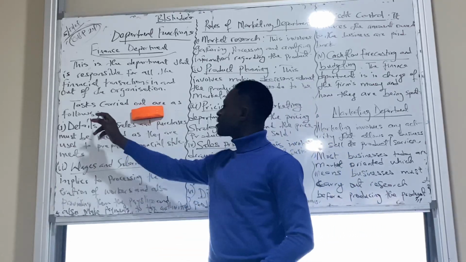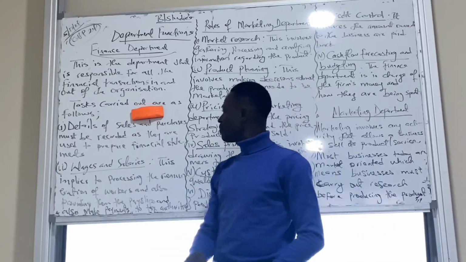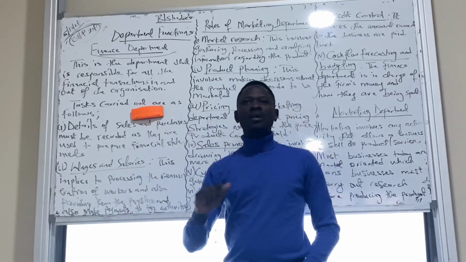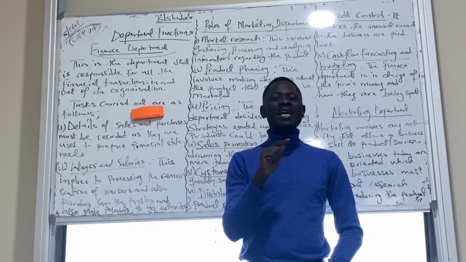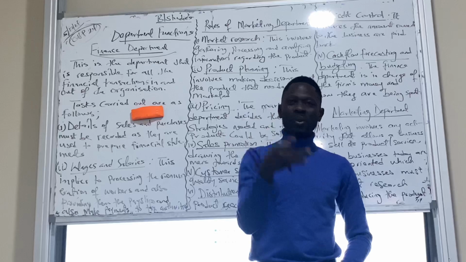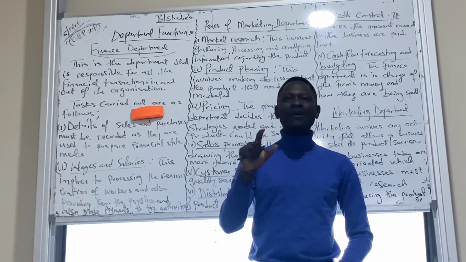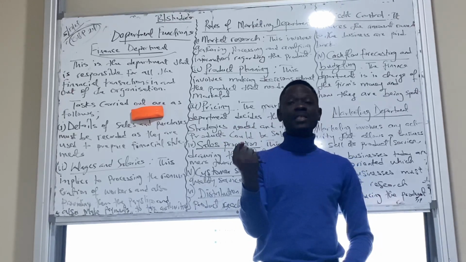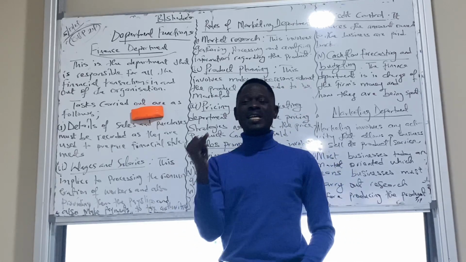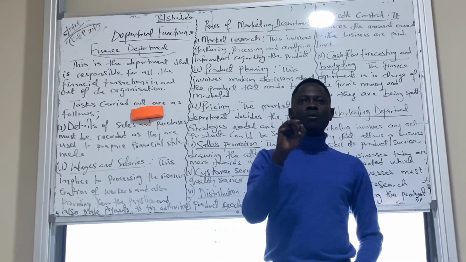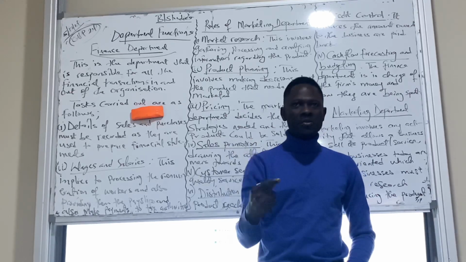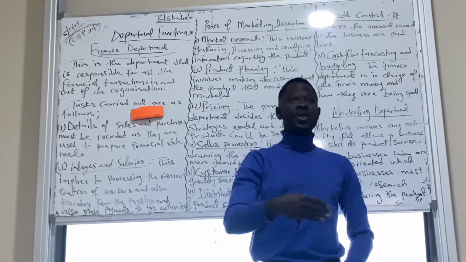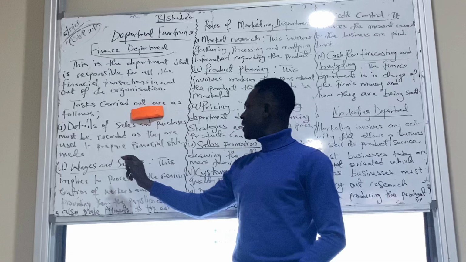Yes. So what are the tasks carried out by the finance department? The first one: details of sales and purchases must be recorded, as they are used to prepare financial statements. Whatever transaction we do, whatever relationship we have with customers, suppliers, whoever, has to be recorded. Because as soon as they are recorded, we use them to prepare our financial statements, which comprise the statement of profit or loss and other comprehensive income and the statement of financial position. For every organization, at the end of the year, they prepare the financial statements. So details about the different transactions they've carried out during the year will be recorded in the financial statements.